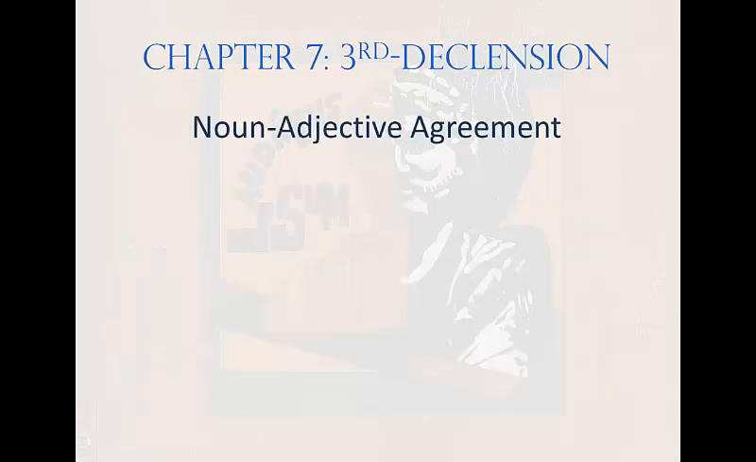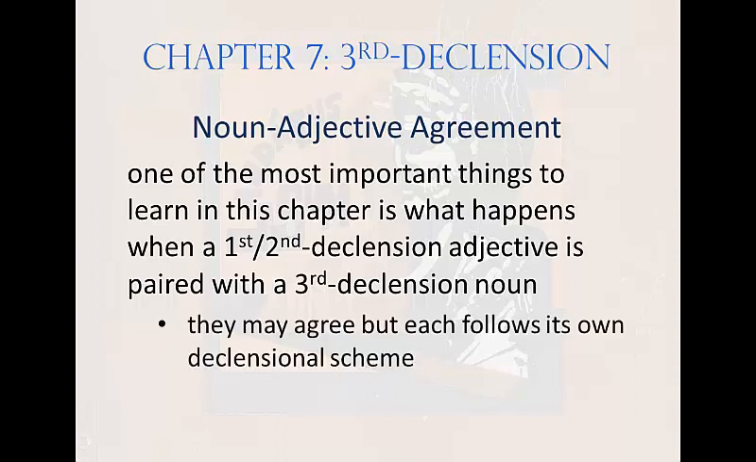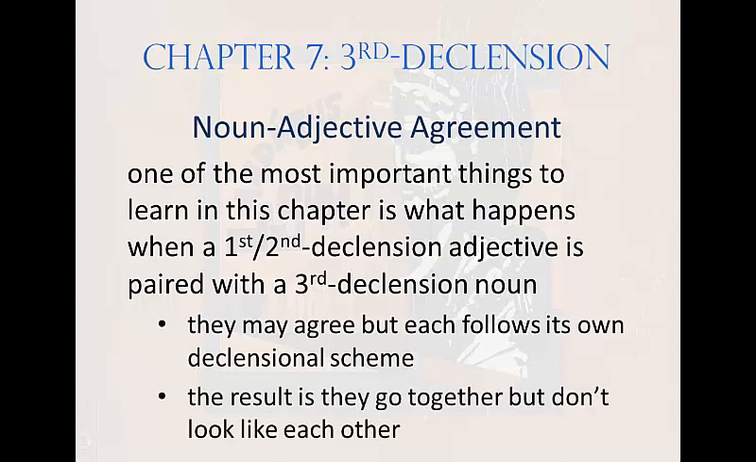Learning third declension involves one more important challenge, which is the agreement between first-second declension adjectives and third declension nouns. When words come from different declensional systems, they can have the same case, number and gender, but their endings may not look at all alike. In fact, they almost never do.